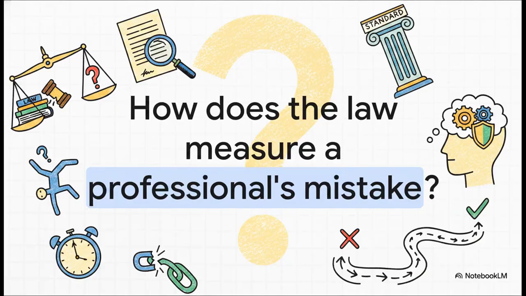wrong? So it brings up a really fascinating question, right? How do we legally define the line between an unfortunate, unavoidable mistake and actionable malpractice? When an outcome is bad, is the professional automatically to blame? Today, we're going to unpack exactly how the legal system measures a professional's conduct. And as you'll see, the law's definition of a professional might just surprise you.